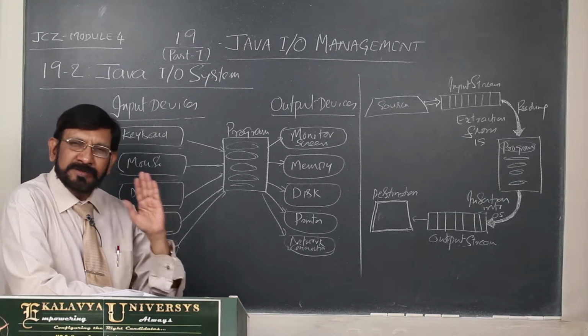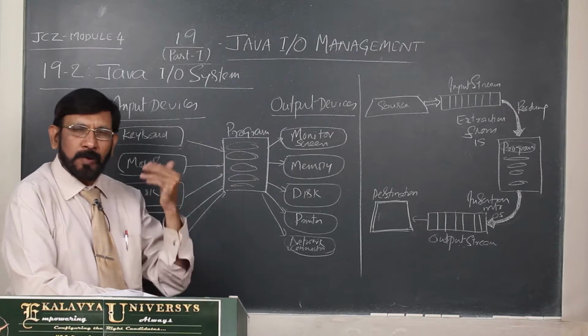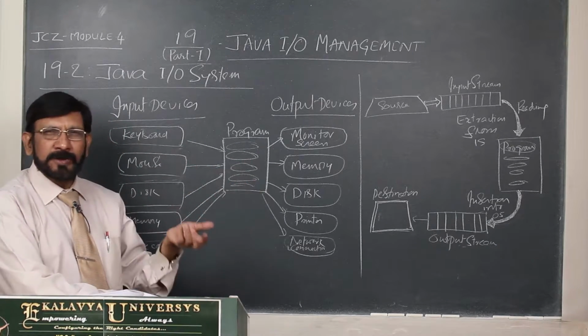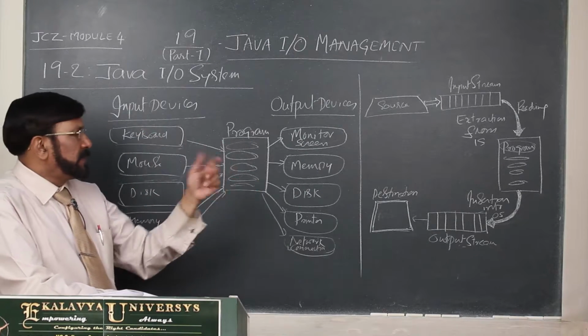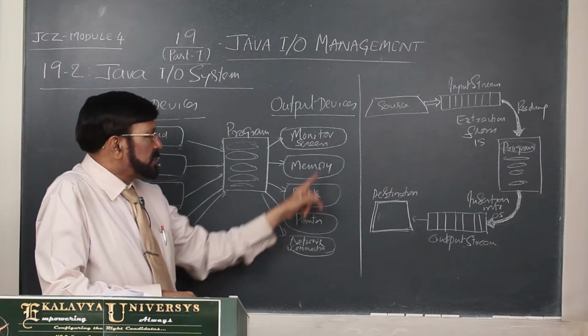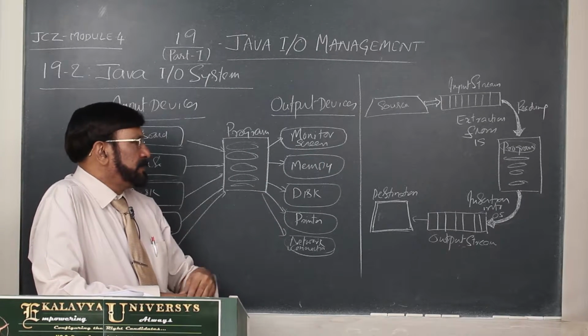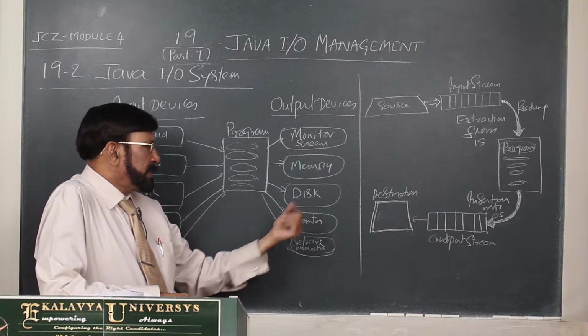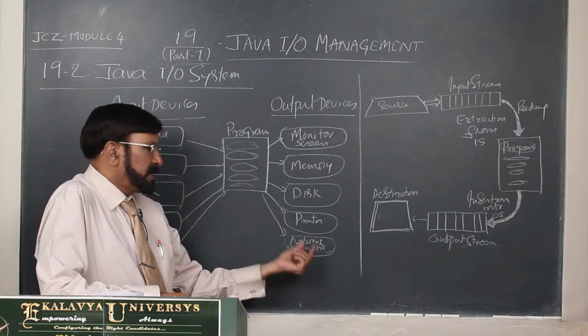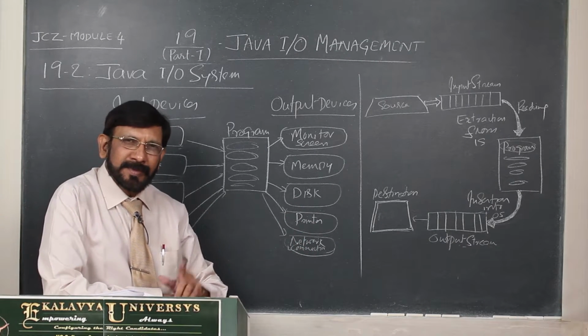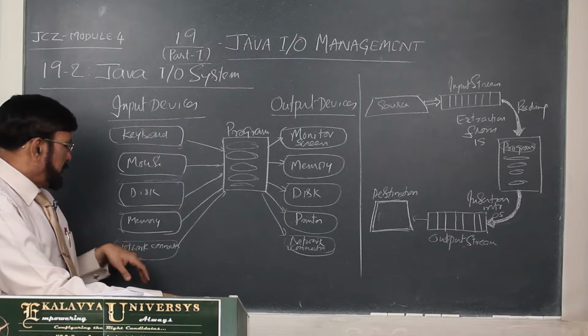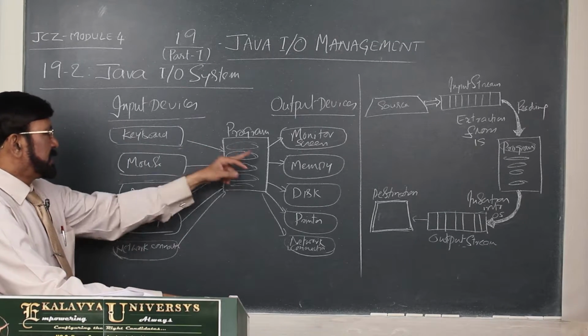Thereafter, after the output is generated, it is not meant for the program, it should be displayed. For that purpose, a set of output devices are there. What are they? Monitor screen, memory, disk, printer, network connection. In this context, one important point I have to tell you. Here there are some common devices.